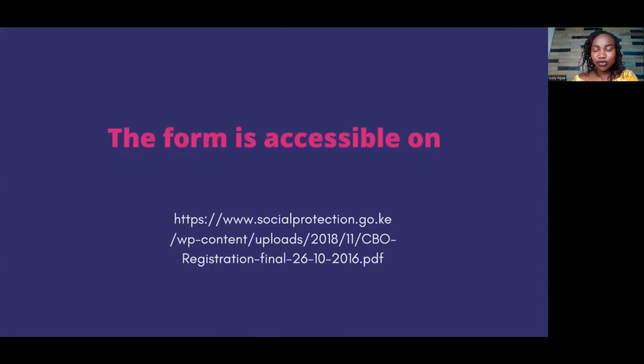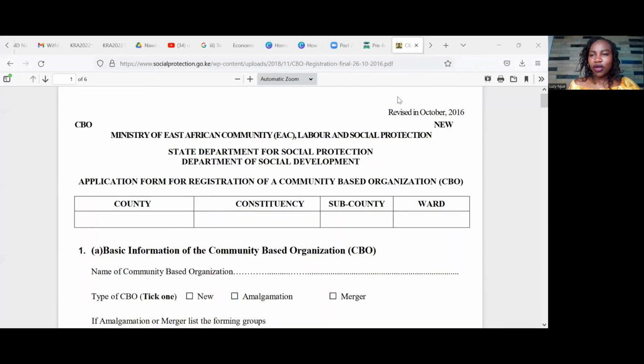Yes, the form is accessible on this link on the social protection website, but I'm going to be putting an active link down below for you to be able to easily access it. So I would just like to quickly show you how the CBO registration form looks. As I said, it's available on the social protection website, as you can see from here. So, a pretty easy, simple form.